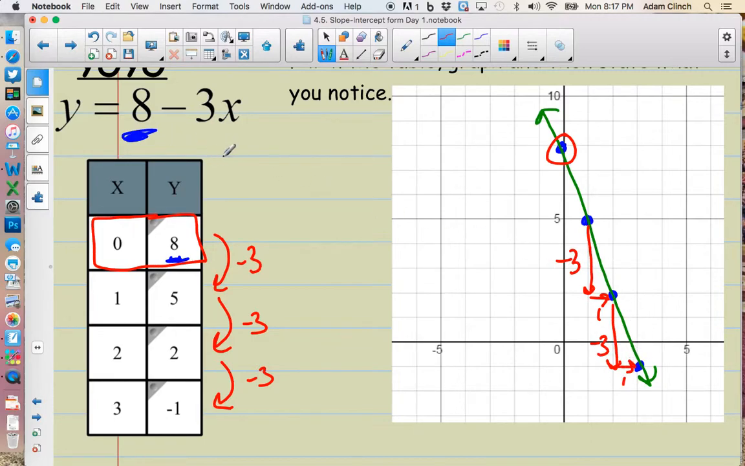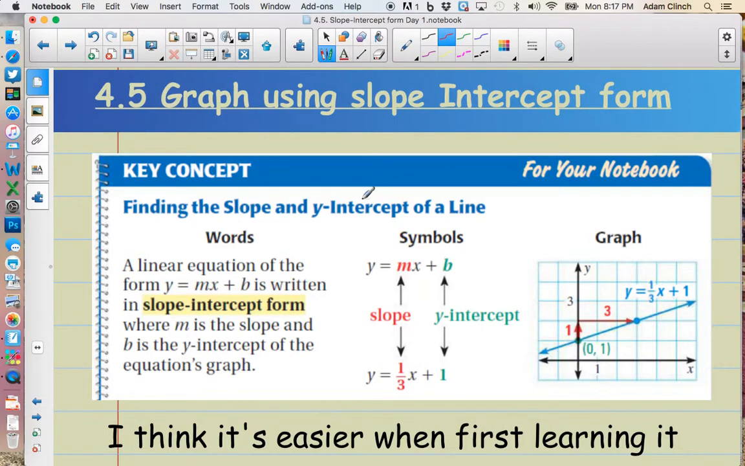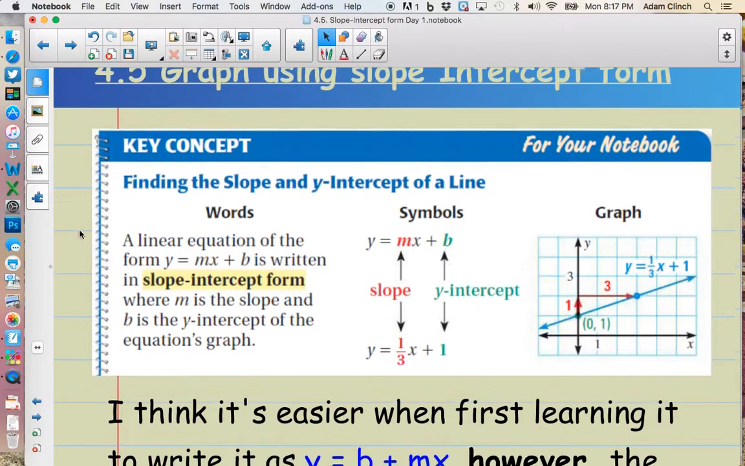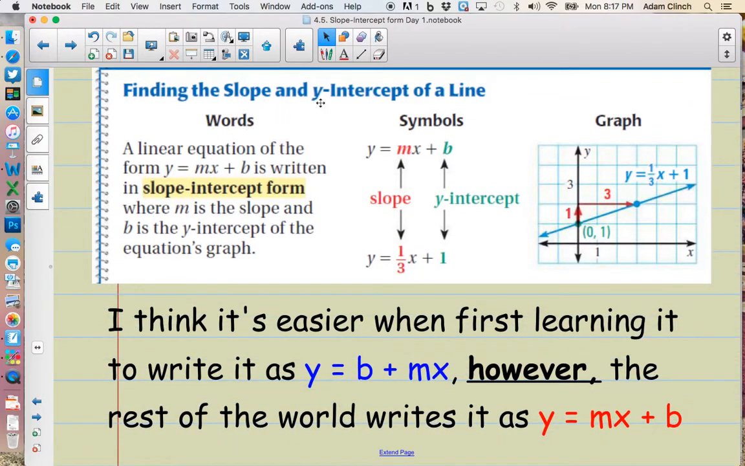So that 8 is my y-intercept. My y-intercept is equal to 8, and my slope is equal to negative 3. And that's the key feature that we're noticing. When I have an equation solved for y, I can read off the y-intercept and the slope. And that is called slope-intercept form. So this is in your notes already. It says finding the slope and y-intercept of a line.